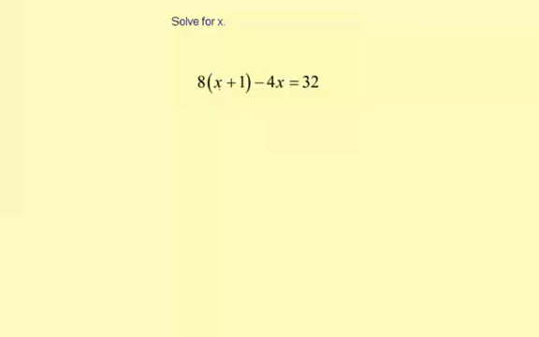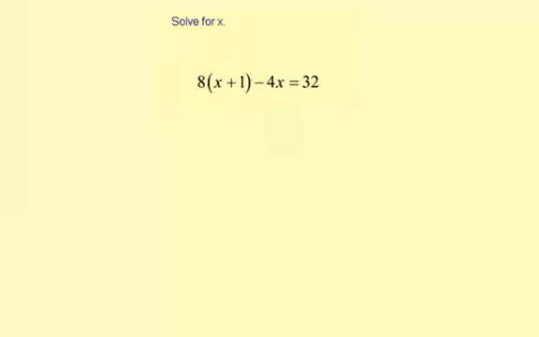So thinking ahead, I could say that if I did divide by 8 here, I would have negative 4 divided by 8, which is 1/2 x, and I would have 32 divided by 8, which is 4. And that might be a reasonable option because we're creating a whole number and a simple fraction. So let me look at both ways of solving this, and then we'll see.